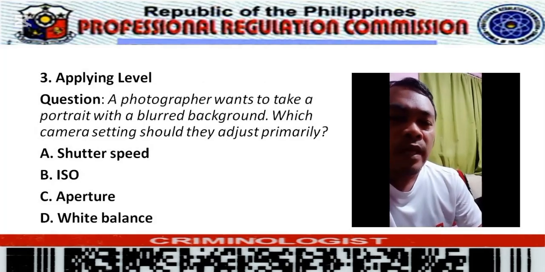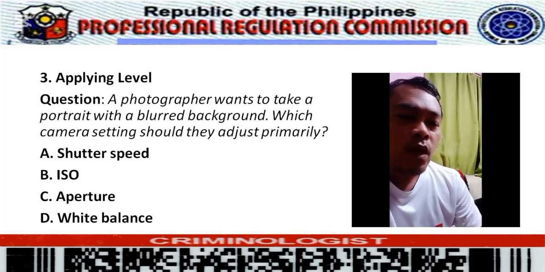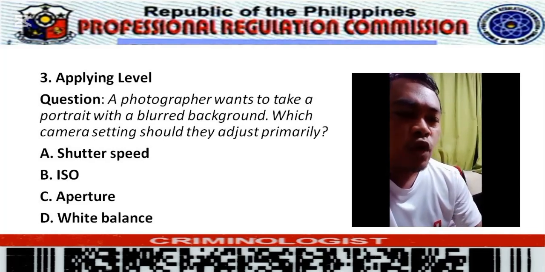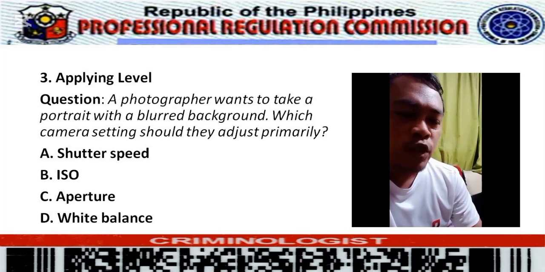Number 3, applying level. The question is, a photographer wants to take a portrait with a blurred background. Which camera setting should he adjust primarily? Choices: A. Shutter speed, B. ISO, C. Aperture, D. White balance. What do you think is the correct answer?